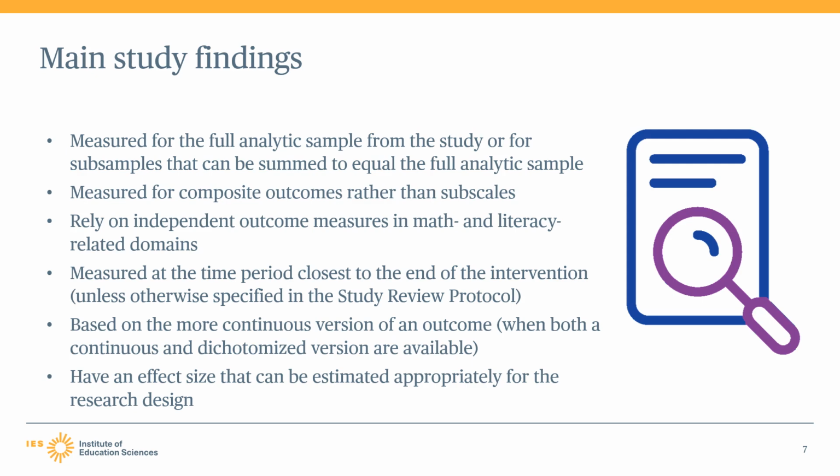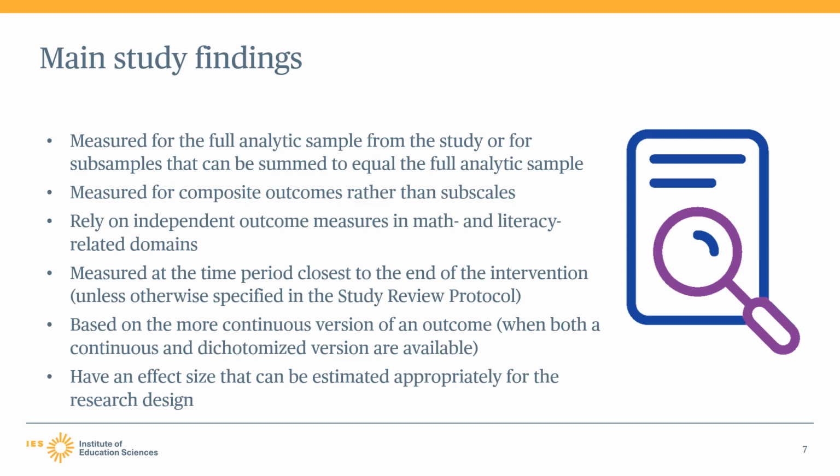Review team leadership may allow findings for multiple student grade levels to count as multiple main findings without first needing to combine them as a single main finding. Main findings also must be measured as a composite as opposed to subscales. Main findings also must rely on independent measures if they fall within an outcome domain that requires independent measures, as specified in the study review protocol.